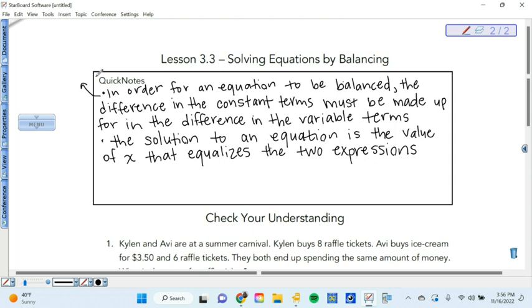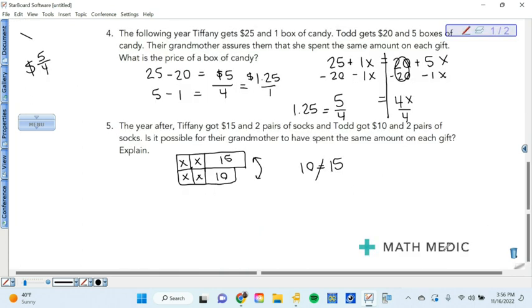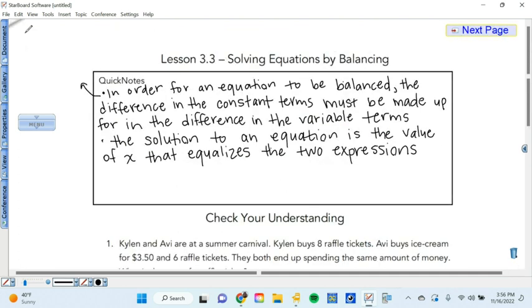So if we look at, what did we have? 25 plus, what was it? No, 20. It was 20. 20 plus 2x equals 35 plus x. So the difference in the constant terms must be made up for in the difference between the variable terms.